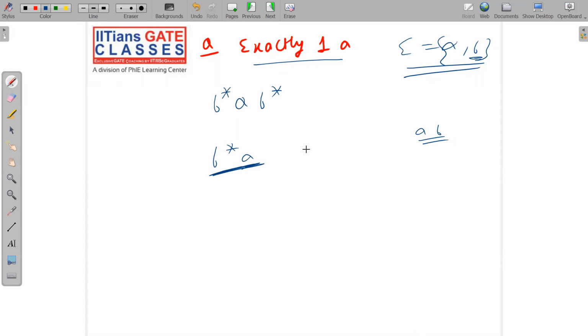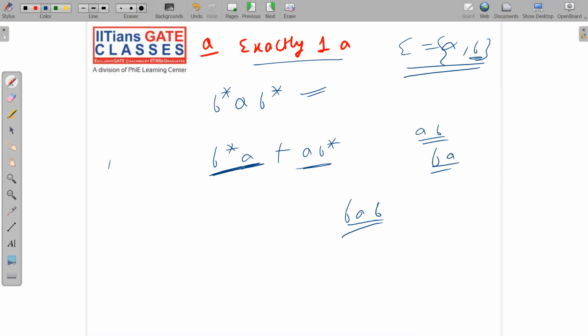Similarly, if you write ab star, then ba. What about my ba? Okay. Now, if you do union, then what about my bab? Okay. So hence, these are wrong ways. You should write like this one. So this is the correct way.